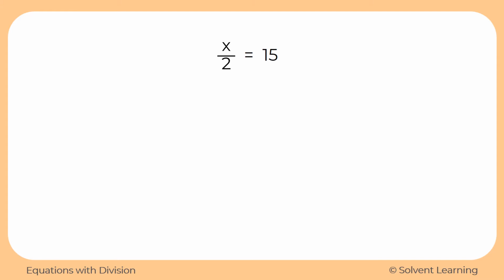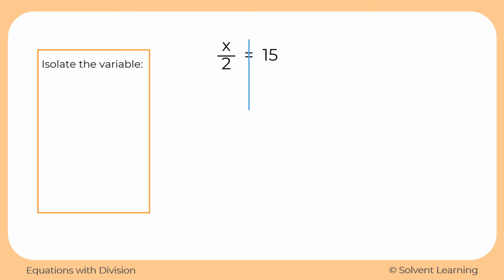And you'll notice that x over 2 is set up as a fraction, so that lets us know that we have division here. We can read this as x divided by 2 is equal to 15. So we'll keep that in mind when we go to solve this problem. We're going to first draw our line down the middle so we can see both sides separately. And now we work on isolating our variable x.